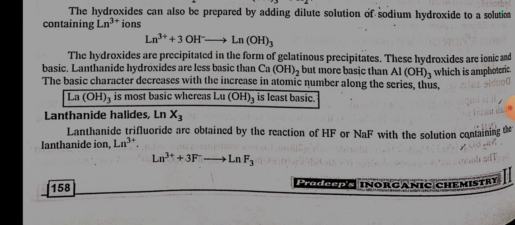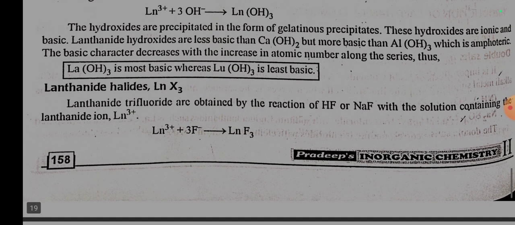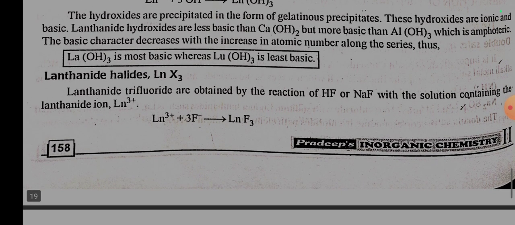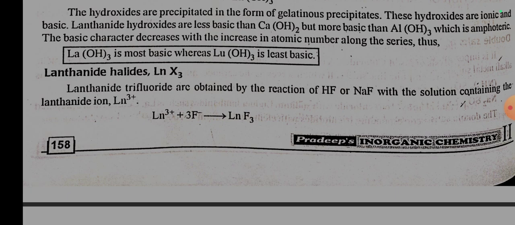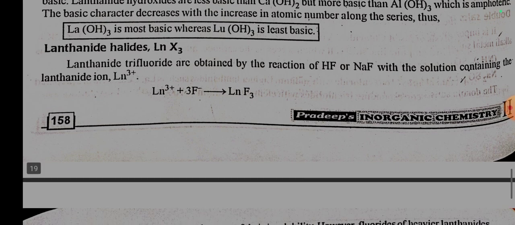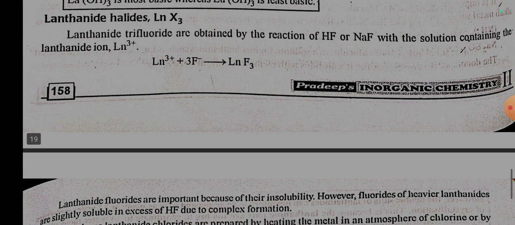These hydroxides are ionic and basic. Lanthanide hydroxides are less basic than Ca(OH)2 but more basic than Al(OH)3, which is amphoteric. The basic character decreases with the increase in atomic number along the series. Thus, La(OH)3 is most basic, whereas Lu(OH)3 is least basic.